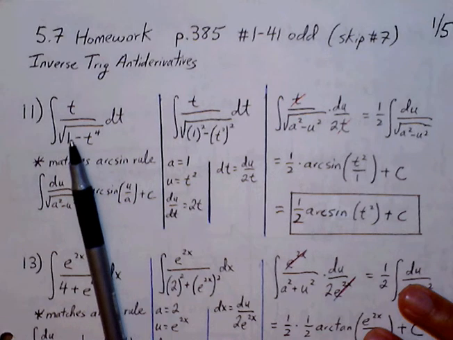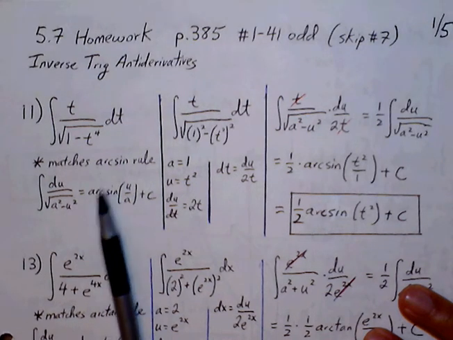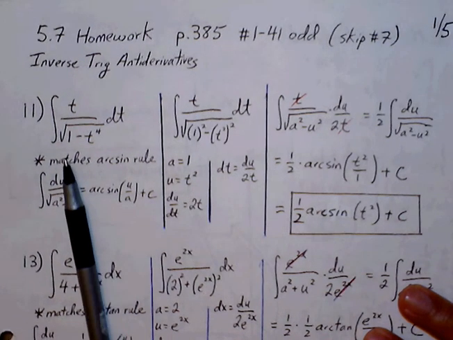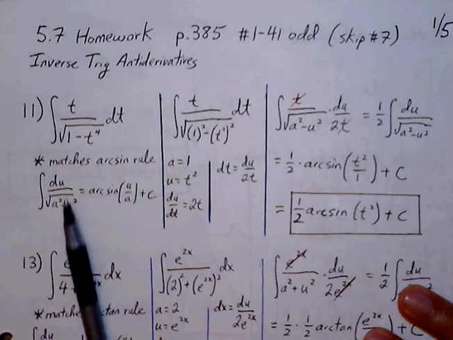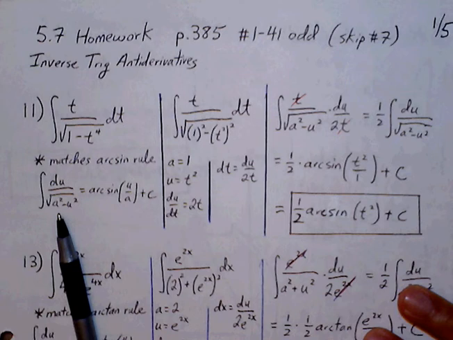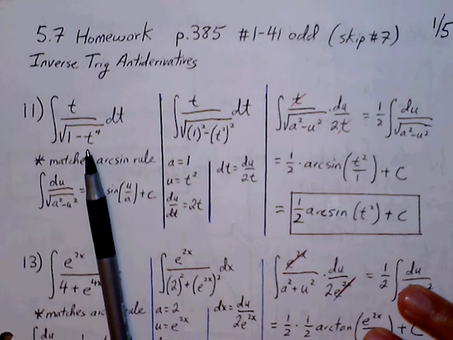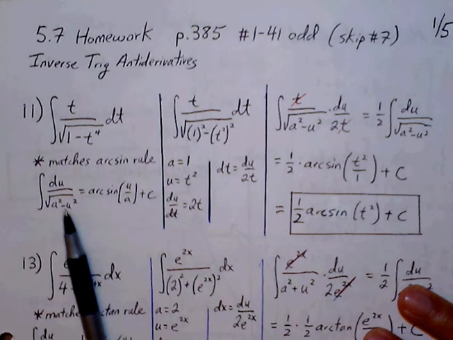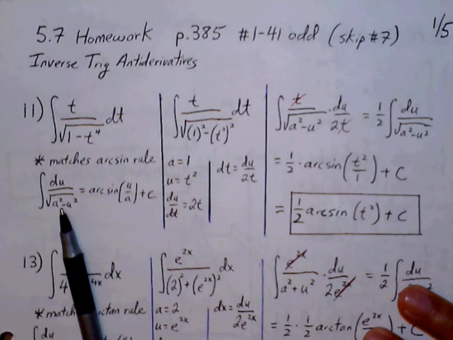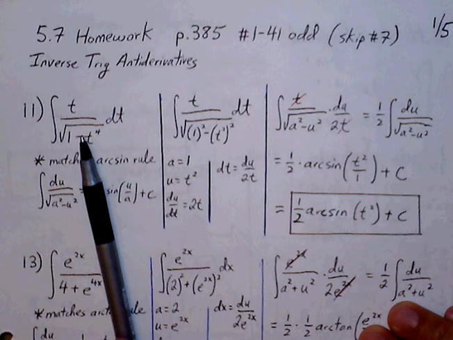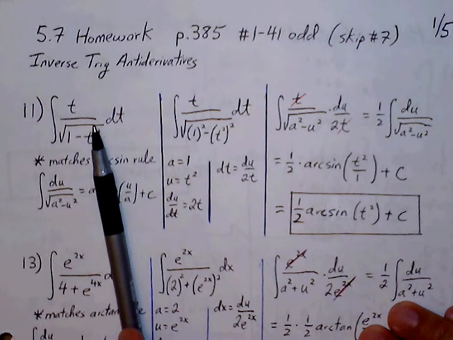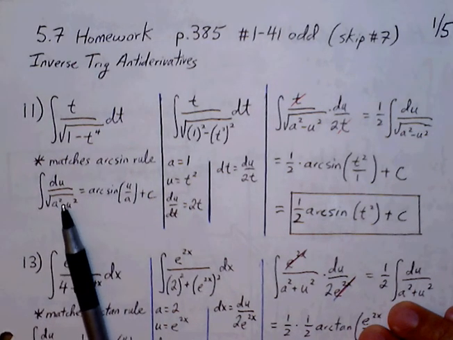Now, if you look at this form, this matches nicely with the arc sine rule, with the constant in the square root in the denominator, with the constant coming first being positive, that's associated with the a value, and the variable coming second with the negative in front. So that matches up with our arc sine rule.